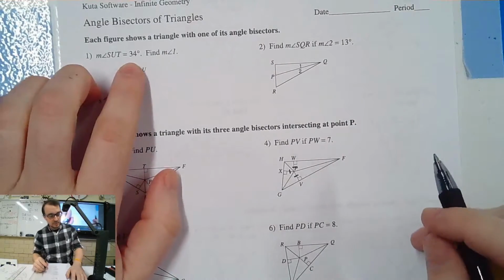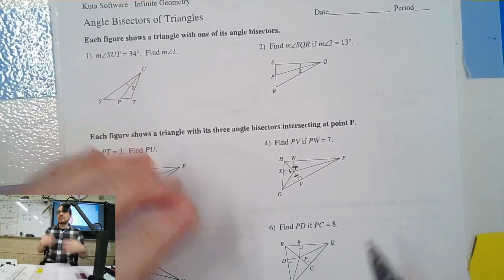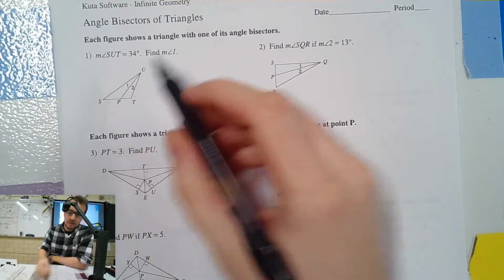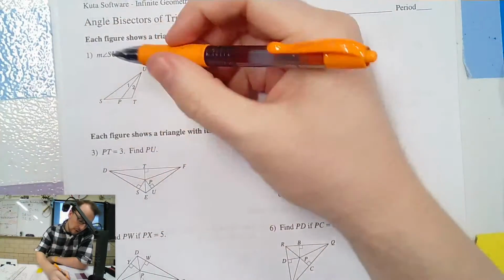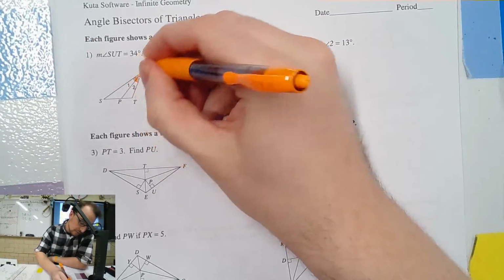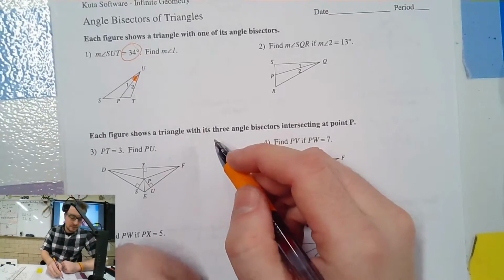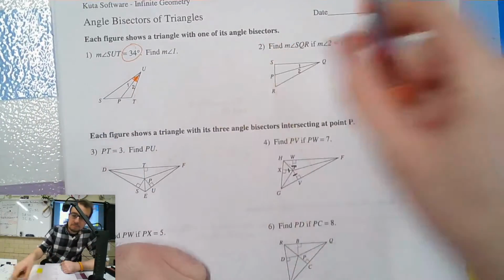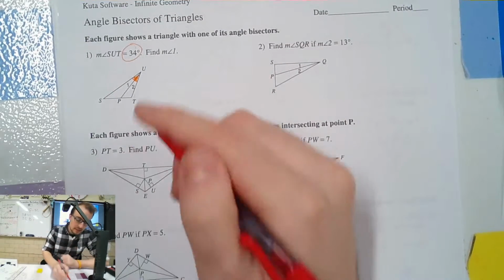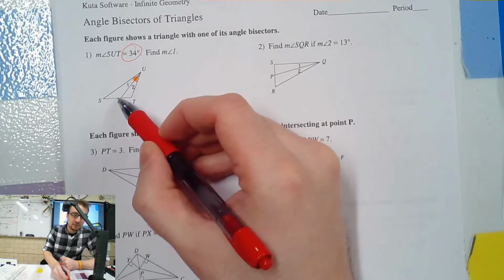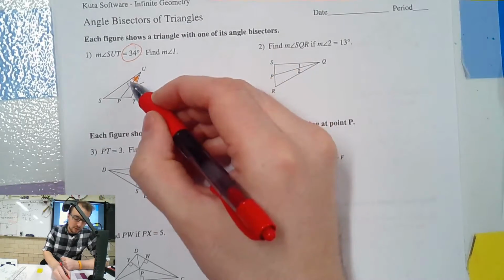All right, so here we go. Let's talk basics. SUT, this angle right here. The whole angle's 34. Now they told you that we've got angle bisectors here. So PU is an angle bisector of SUT. So what does that mean about angle 1 and angle 2? I'll say it again. SUT is 34. PU is an angle bisector, so it bisects SUT. So that means angle 2 and angle 1, what are they going to be?